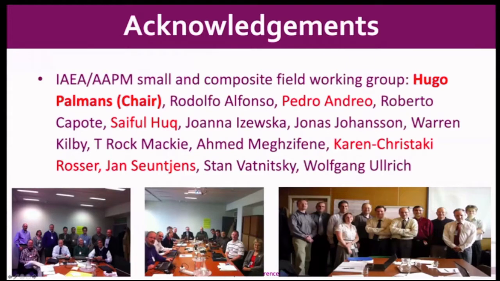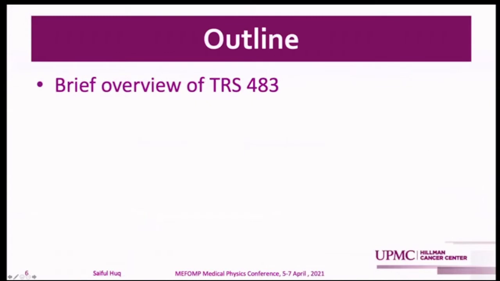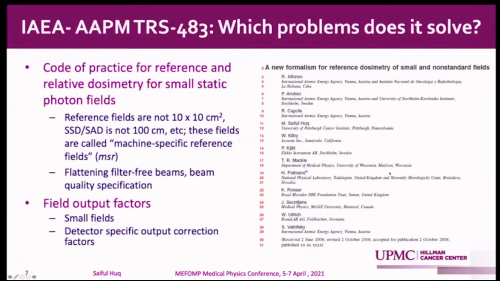This slide gives a list of the authors of the code of practice, shown in red. There are many other folks who also contributed to it. Their names are also here, and in the picture are shown at different times when we all met in Vienna, really working on this code of practice. I'll give you a very brief overview of TRS 483 with a lot of focus on the physics of small field dosimetry.